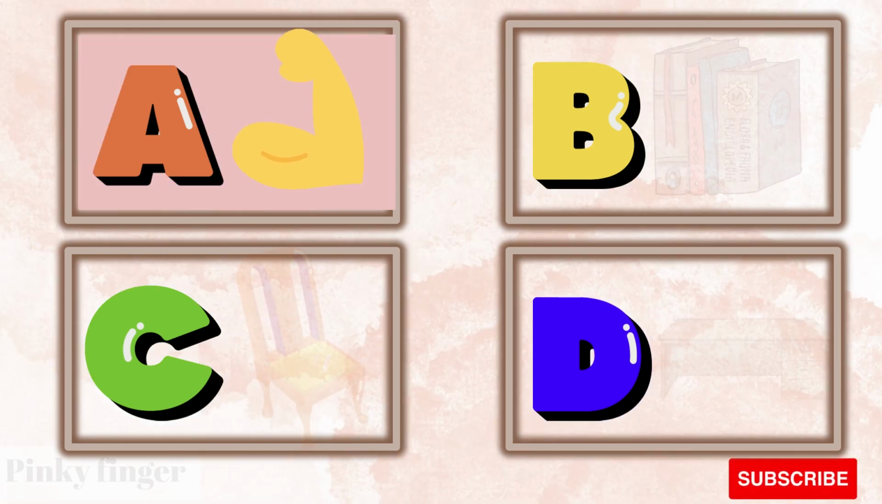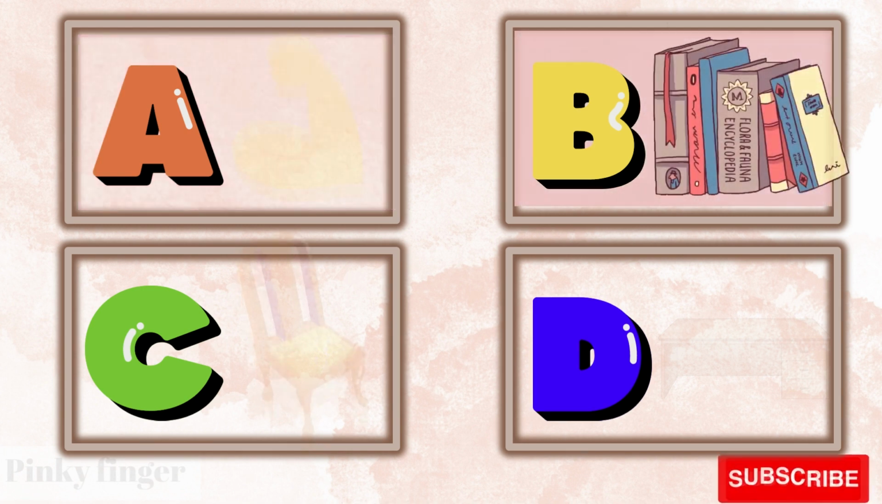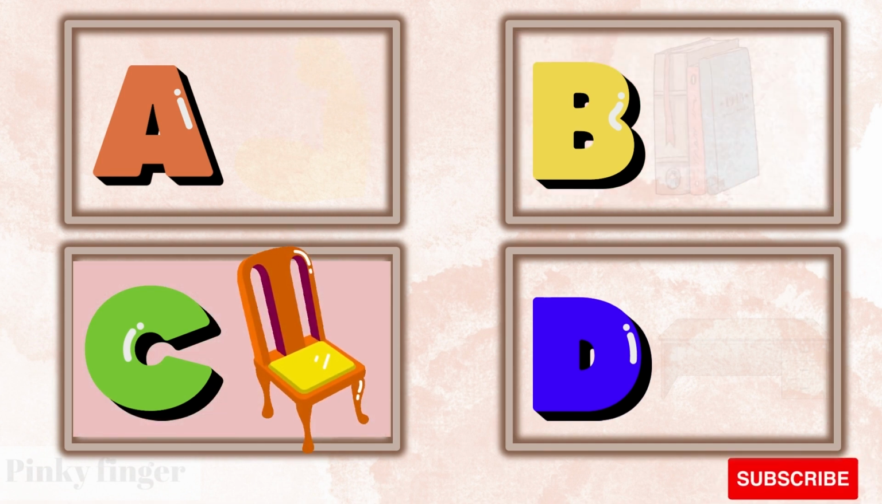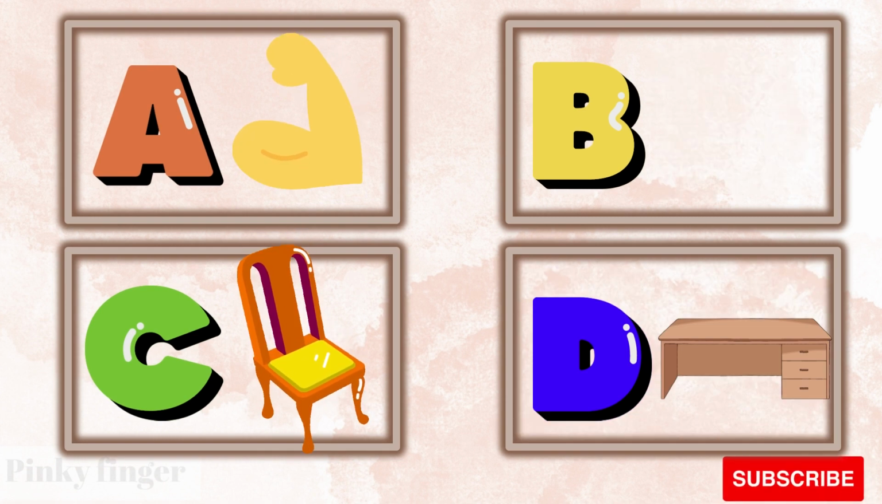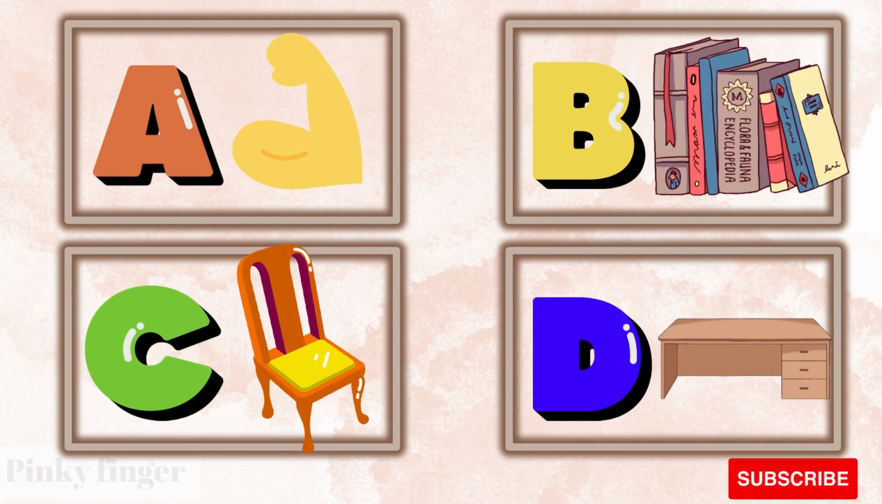A is for arm. B is for books. C is for chair. D is for desk. A is for arm. B is for books. C is for chair. D is for desk.